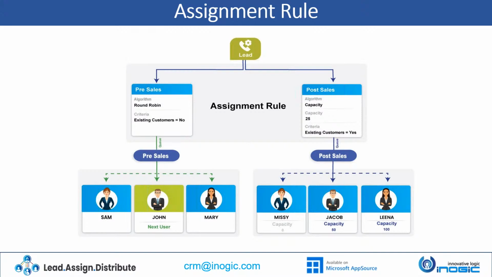Once the resources like Missy, Jacob, and Lena close any of the records assigned to them, by either qualifying or disqualifying the lead, the 25 units would be added back to their available capacities, and they are again available in the game for new records to be allocated to them.